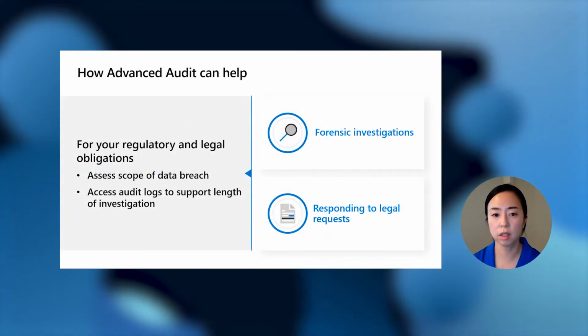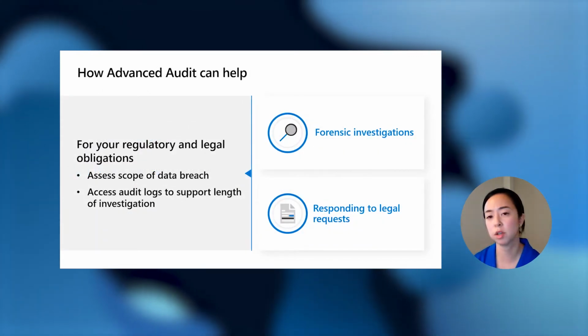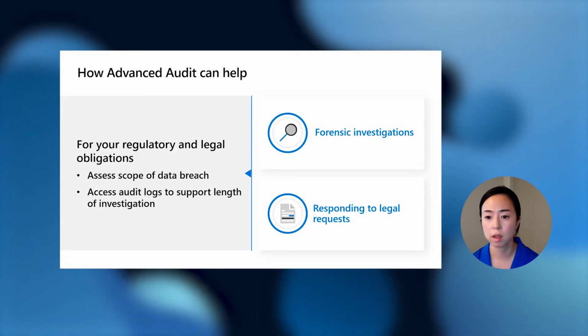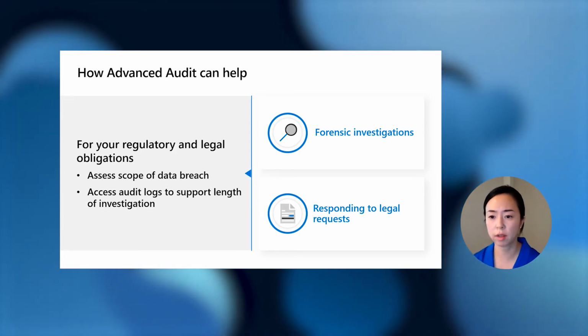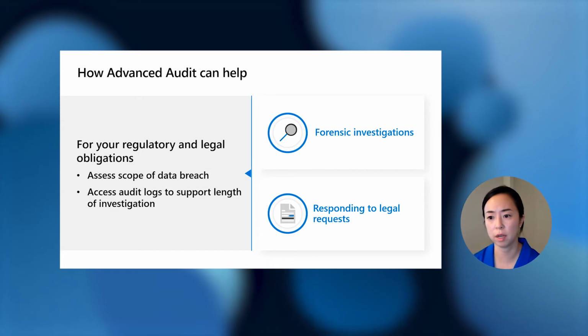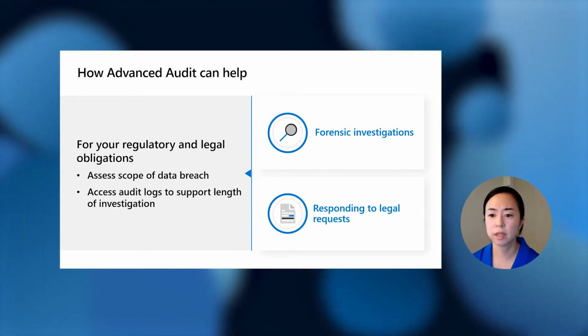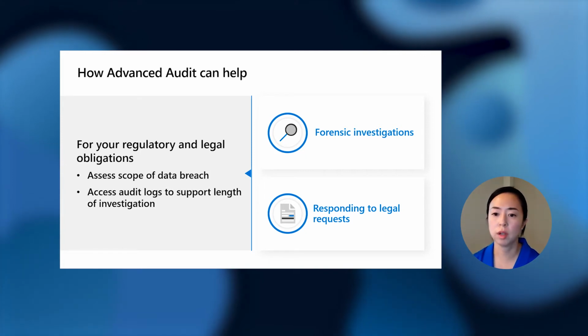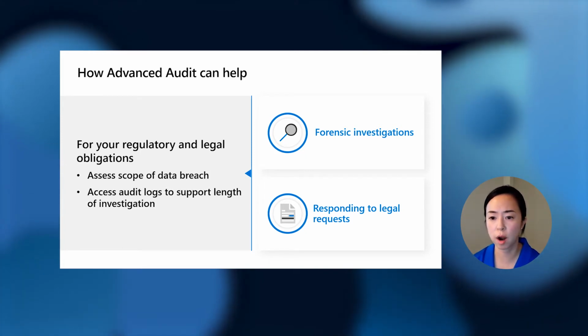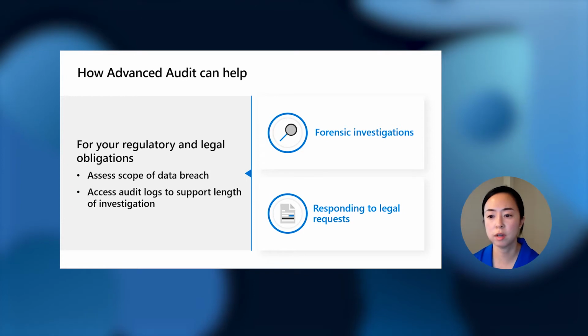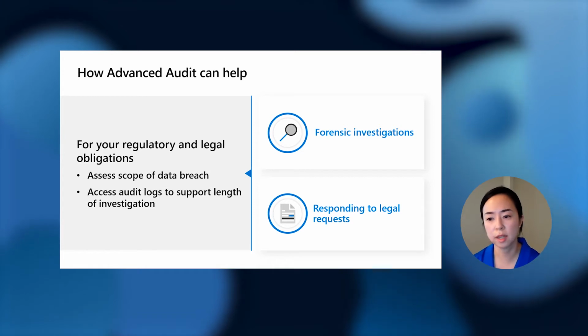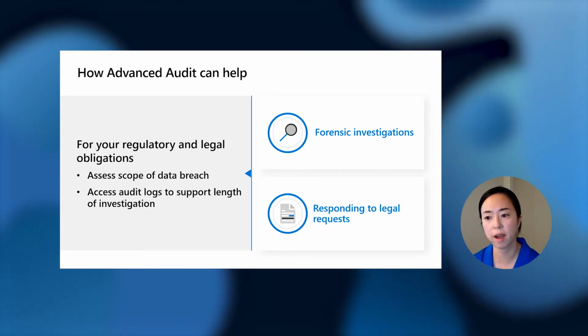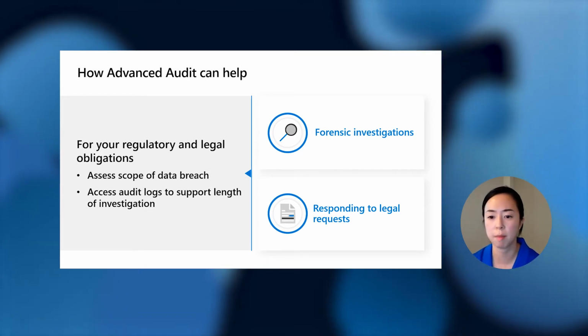So with that, let's talk a little bit about the scenarios that customers can use our Advanced Audit capabilities for. So as I mentioned before, there are several regulatory and legal obligations where Advanced Audit can help. The first is around assessing the scope of compromise during a data breach. Several local and regional and industry regulations require customers to send notification in the event there's been a data breach. However, a lot of times the tools aren't sophisticated enough to be able to assess that scope of breach and to be able to defensibly provide evidence on what was and wasn't compromised.